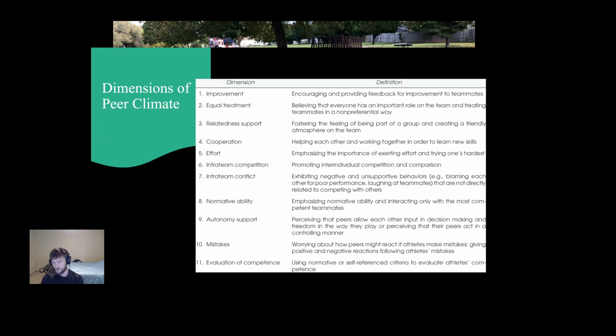We have autonomy support, which we talked about in the last chapter, right? So this is the ability for us and peers to make decisions for ourselves, and it's not necessarily over-controlling. We get autonomy. How do we react to mistakes? So how do us and our friends react to making mistakes? Do we punish them? Are there positive and negative reactions?